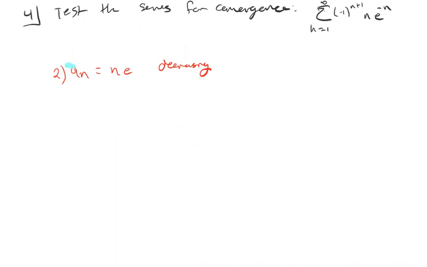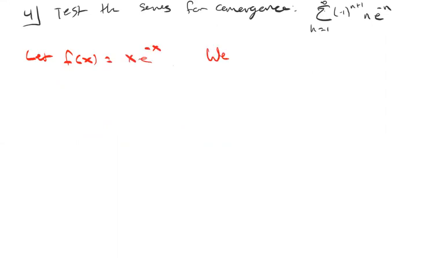And now we need to check for decreasing. So again, we're going to use our calculus. So let f of x equal x e to the minus x. We wish to show f of x is decreasing. Okay, and this is what I'm talking about. Even if you get stuck in the weeds, just even writing it out and saying, okay, here's what I know I need to do, that can go a long way in terms of partial credit.